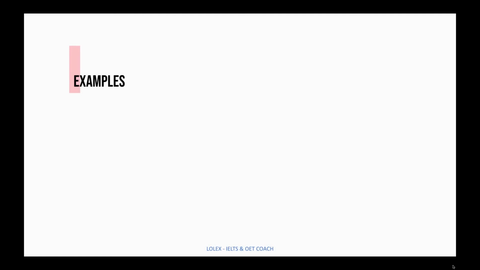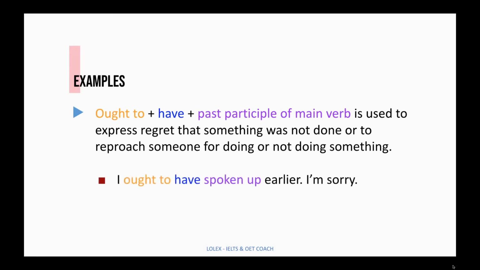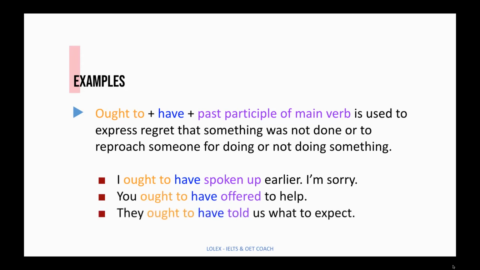The third way we use ought to is when we use it with have and the past participle of the main verb to express regret that something was not done or to reproach someone for doing or not doing something. For example, I ought to have spoken up earlier. I'm sorry. You ought to have offered to help. They ought to have told us what to expect.